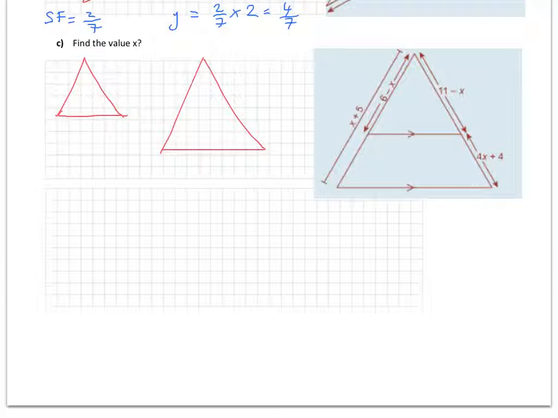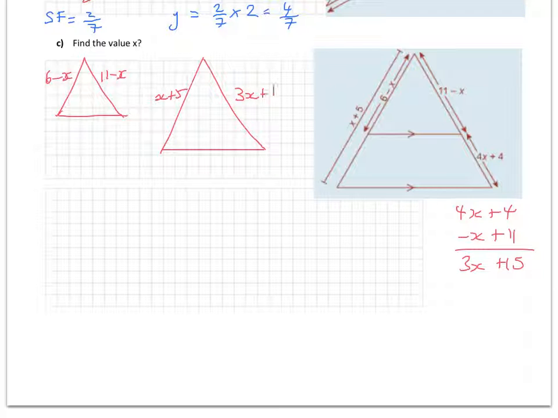So we have 6 minus x and 11 minus 6. And for the large triangle, we've got x plus 5, and we've got the sum of these two. If you look at the sum of these two algebraic expressions and add those up, let's do that to one side, I've got 4x plus 4, and I've got minus x plus 11. Well, that gives me 3x plus 15. So 3x plus 15.